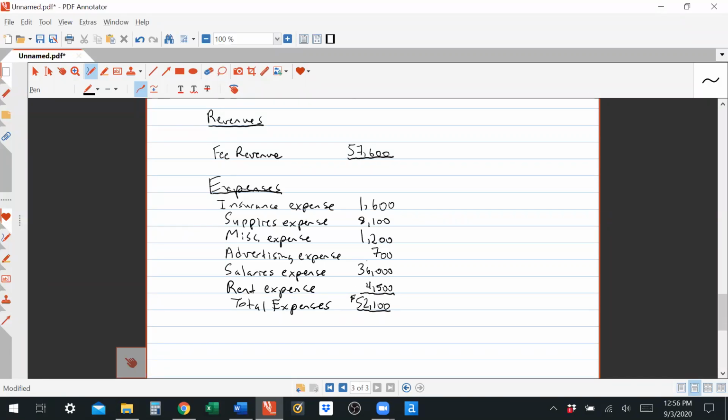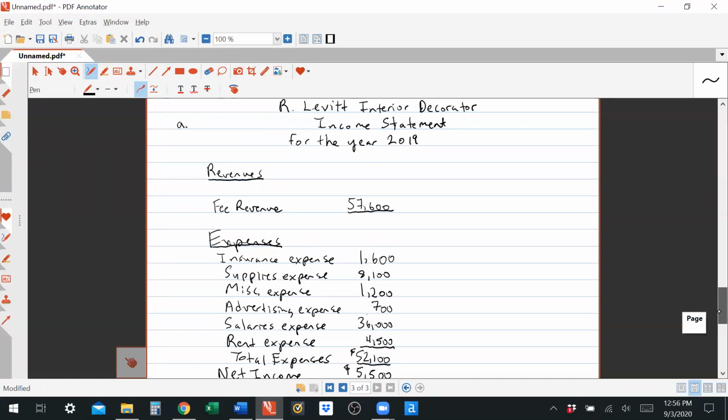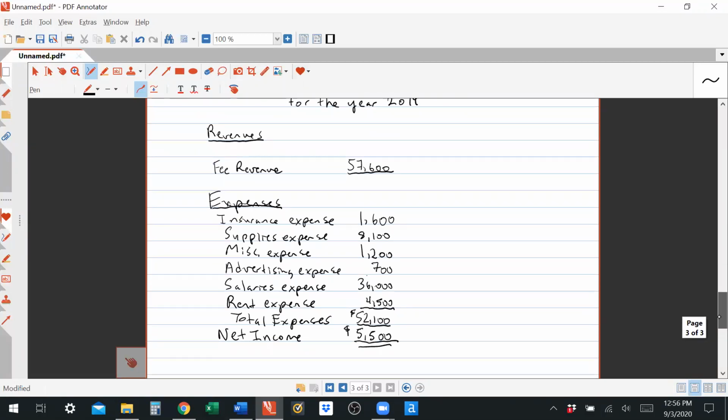There's the total revenue. And so we take total revenue minus total expense, and that looks like it's a positive number, and that we call net income. If it was a negative number, we would put parentheses around it and call it net loss. But it's a positive number. So 57,600 minus 52,100 is what? 5,600? 5,500? So there's our net income. And there's our income statement.